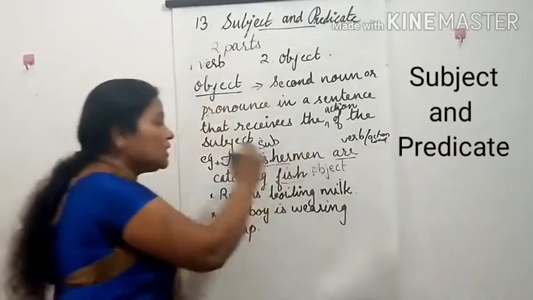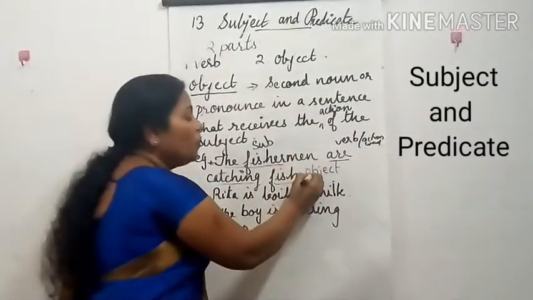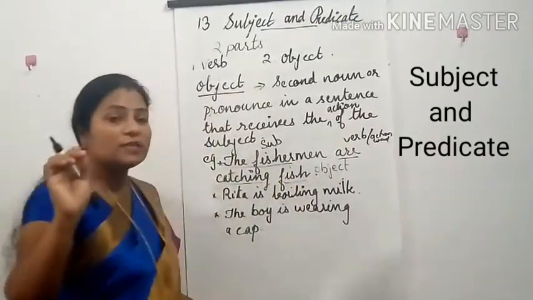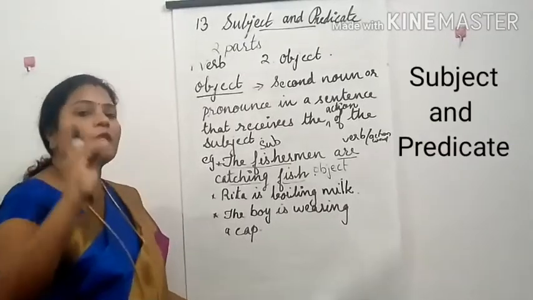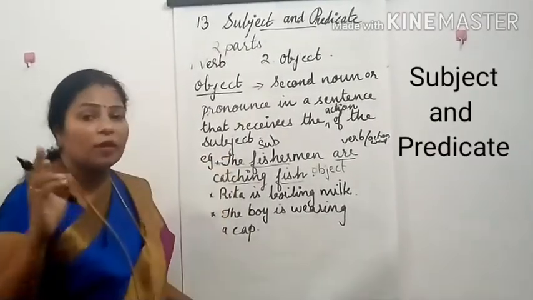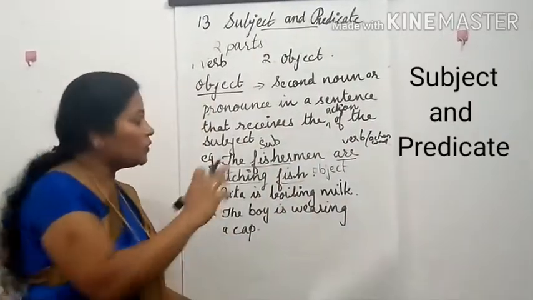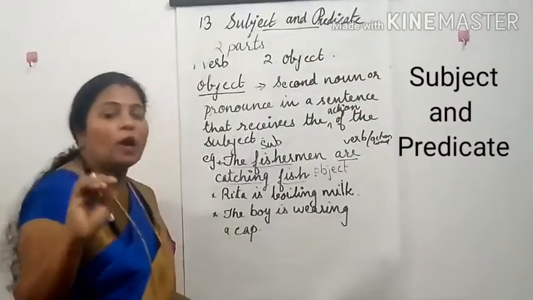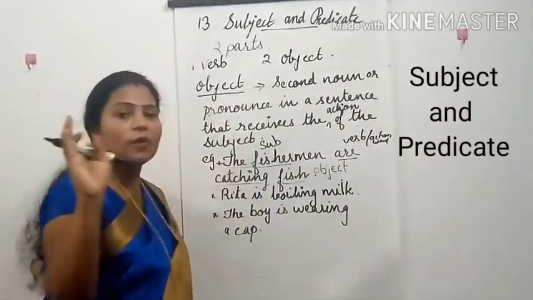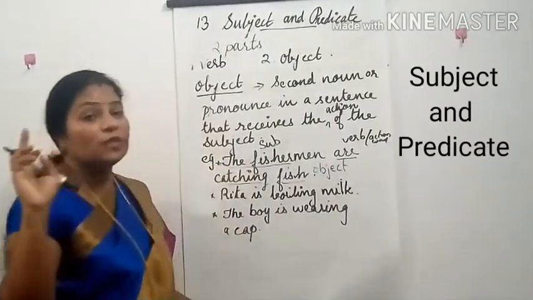So this verb has an object, right? So object is the second noun. It is a second noun or it can be a second pronoun in this sentence, because sometimes a pronoun will come. So it can be a second noun or pronoun in the sentence, that is called object, and it receives the action of the subject.